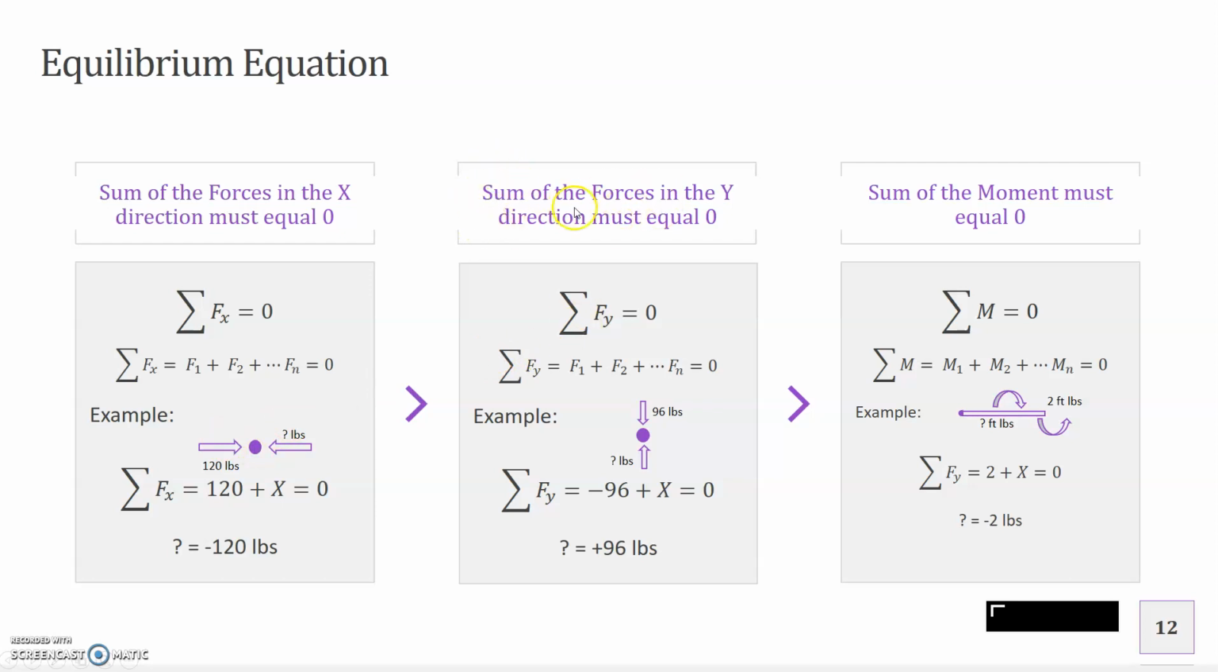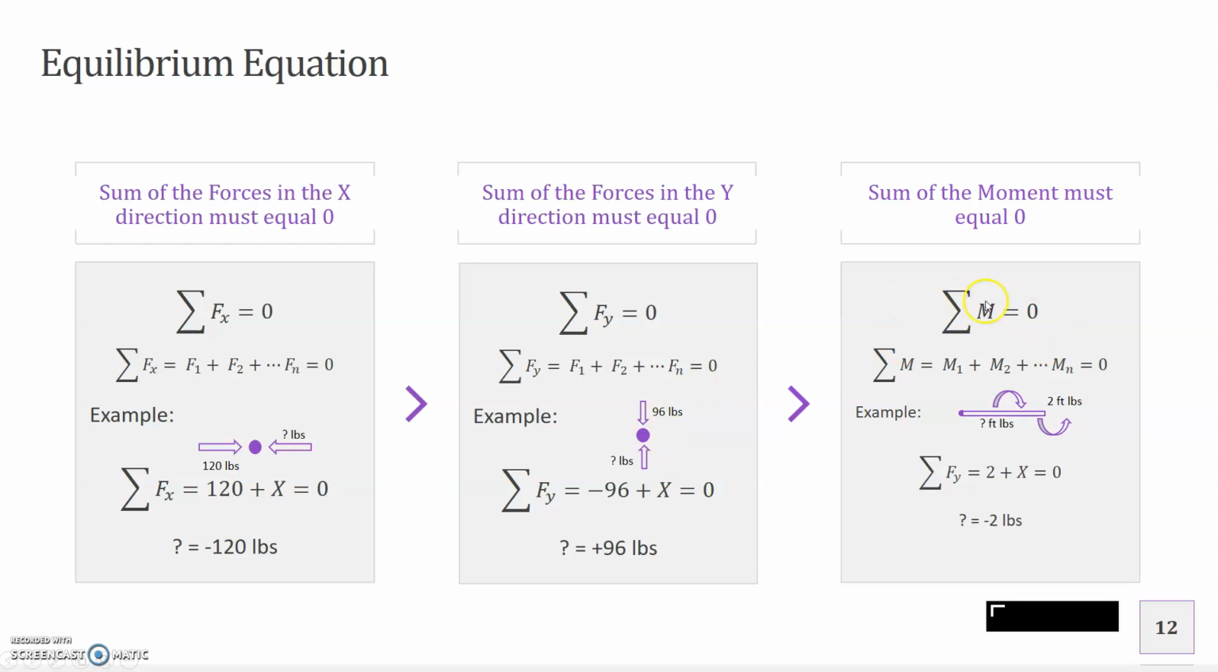Okay. Then we have our equilibrium in the y direction. It's exactly the same as the x force direction. That means the sum of the forces in the y direction have to equal 0. That means all my forces have to equal 0. So if I have a force of 96 pounds down, I have to have a positive 96 pounds up.